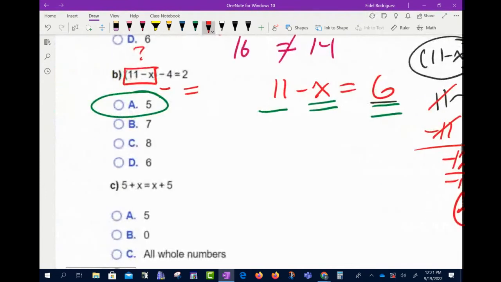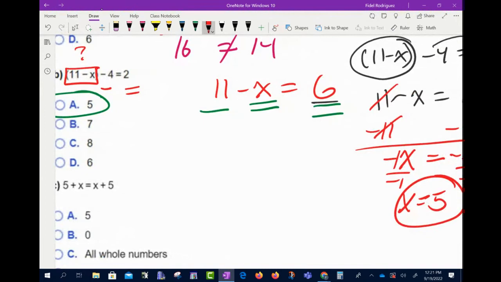But again, thinking of the idea of what number do I have to subtract from 4 to get 2? Oh, that number has to be 6. So that was the first thing we said, look, this number right here, that number has to be 6. And then what number do I need to subtract from 11 to get equal to 6? Oh, that number has to be 5, and that's how we went through our process, right?